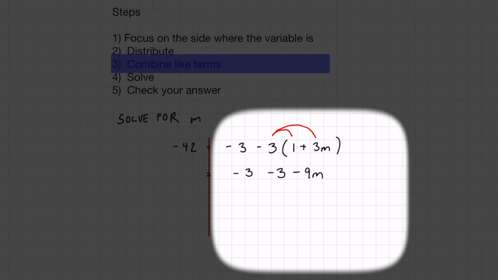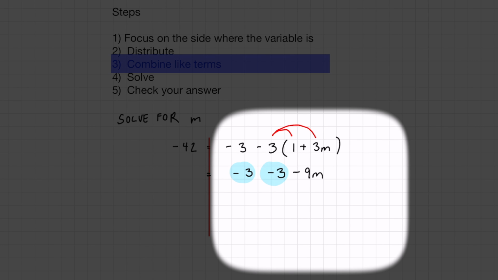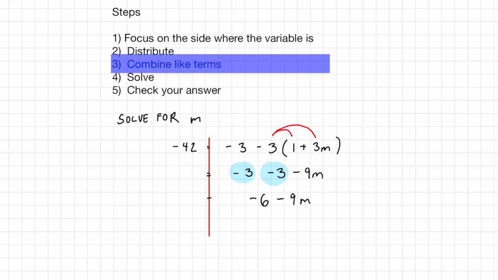And step number 3, since there's nothing else to distribute, combine like terms. Look at all the terms, there's 3 of them, and you can tell that you are combining these two because they don't have variables. So negative 3 minus 3 is just negative 6 minus 9m. And once you can't do anything anymore on the right, you can start dropping that negative 42 on the left, and we're ready to get m by itself.